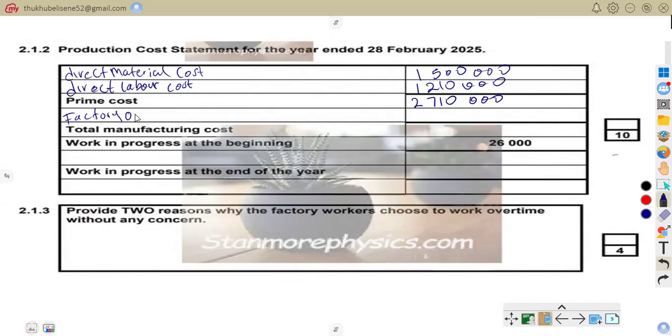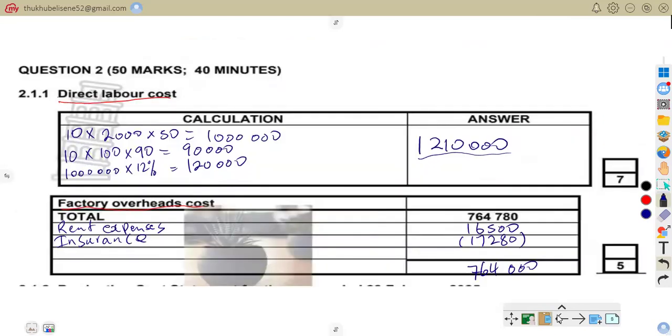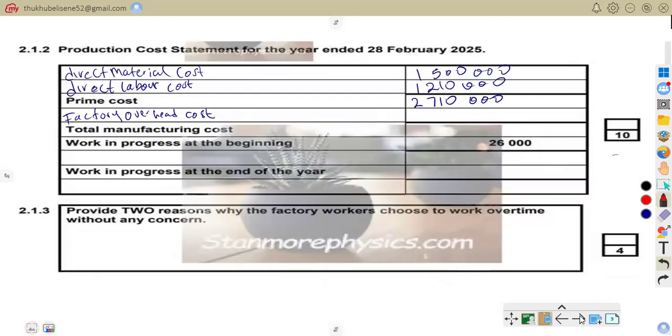Factory overhead cost. So when we are going to add prime cost plus factory overhead cost for us to get that, we are going to add what? The factory overhead cost, we calculated it. So we come to this amount. This is the amount for our factory overheads, so we are just going to write it there.